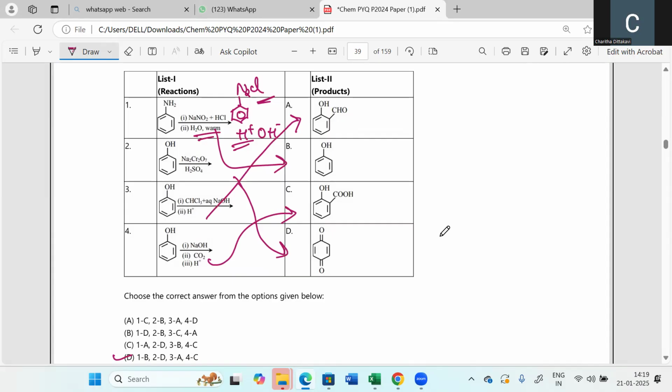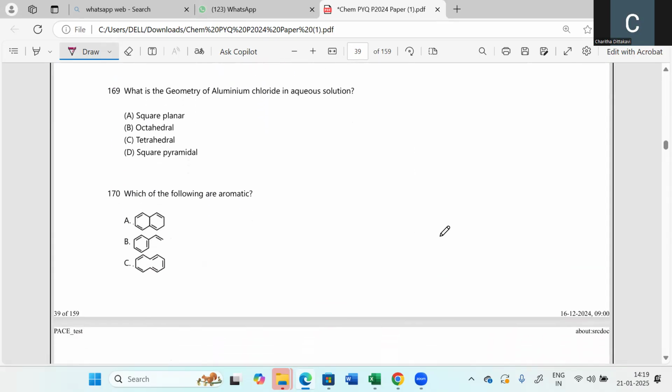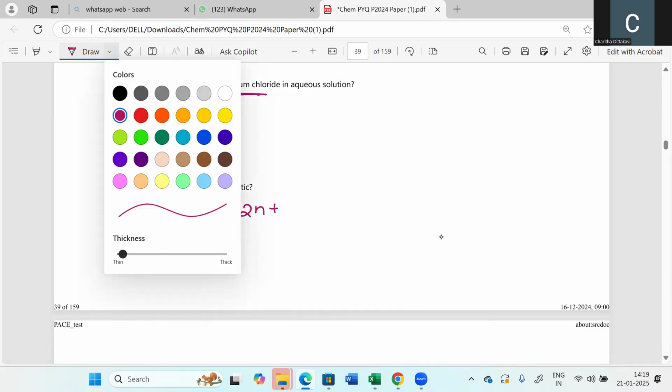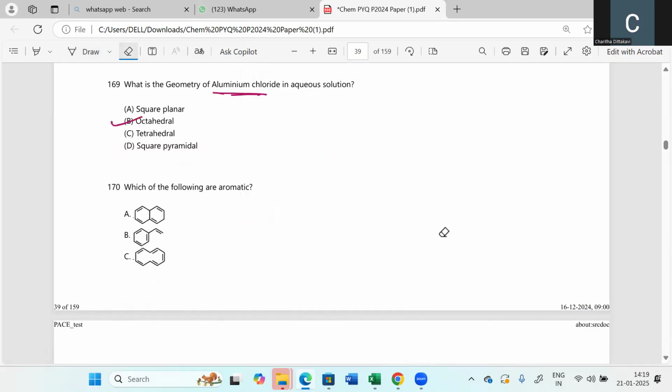So option D here. Next, what is the geometry of aluminium chloride in aqueous solution? Aluminium chloride in aqueous solution would be your octahedral geometry, right? Octahedral. Next, which of the following are aromatic? Aromatic कौन सा है? Whichever has got 4n plus 2 pi electrons रहेंगे. So that would be your aromatic structures. You should also have the conjugation there. So definitely option A here, right? So that is how we can go.